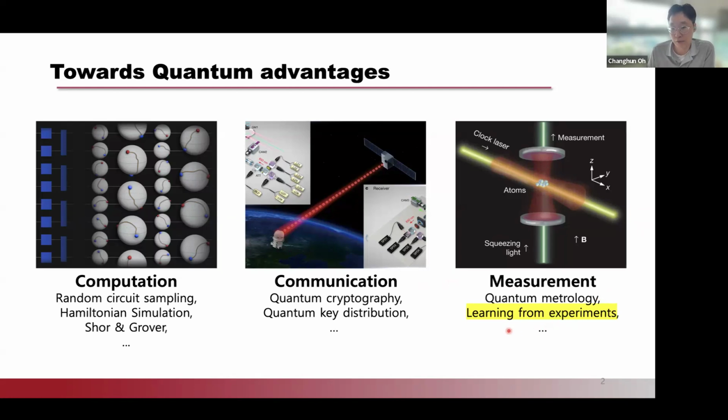In this talk, I'm going to focus on a slightly different task, which is called learning from experiments. I'll explain what it means in the next slide. By the way, you can interrupt me anytime if you have any question or comment.